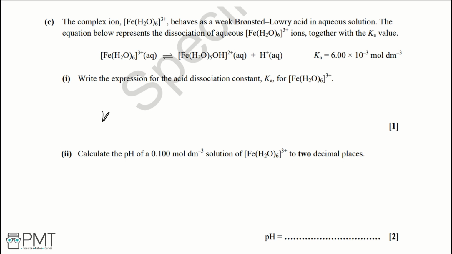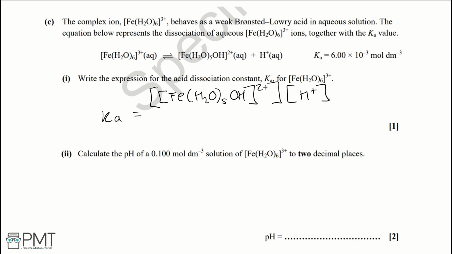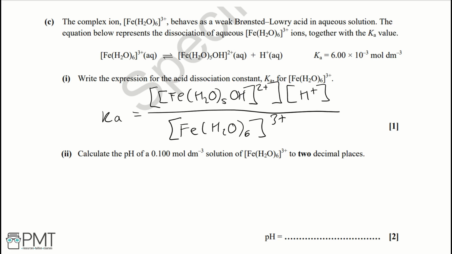Looking at the forward reaction, we're going to have the products at the top. So we will have [Fe(H2O)5(OH)]2+ and then [H+] on our top as our numerator, and we will divide by our reactants, [Fe(H2O)6]3+. To get the mark for this question, you must have the correct expression for Ka written.